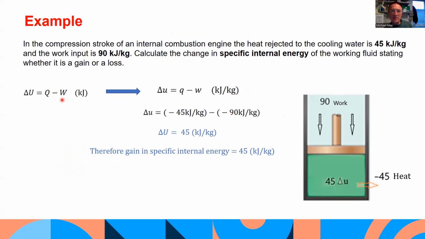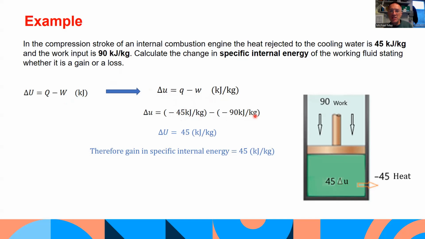So this is our standard classic statement of the first law. We're dealing with specifics here, so we're going to express it like this in kilojoules per kilogram. We know that the heat coming out of the system is minus 45 kilojoules per kilogram. So if heat is leaving the system, it's minus. We know that there's 90 kilojoules per kilogram of work done on the system.